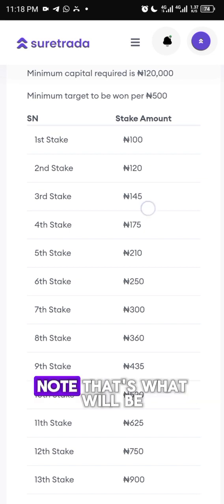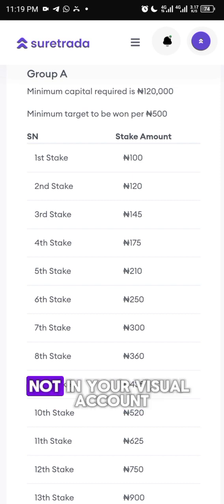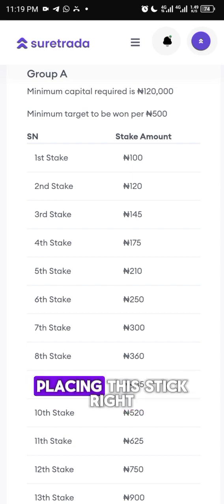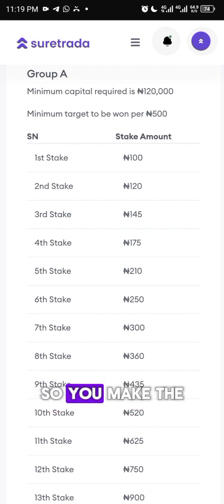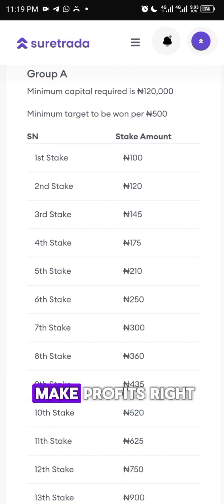So you start. Note that for group A, you need a minimum balance of 120,000 naira in your virtual account. Yes, you must have created your virtual account, and then you start placing this stake, right, on your virtual account. So you make the first stake with 100 naira. I know it might look small, but don't worry, we're going somewhere. At the end of the day, you're going to make good profit, right?